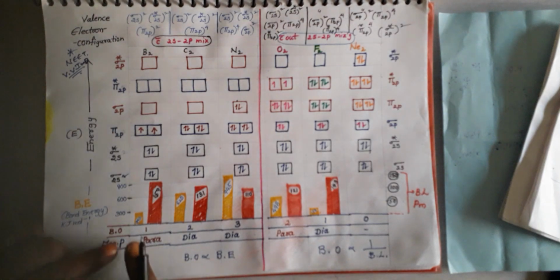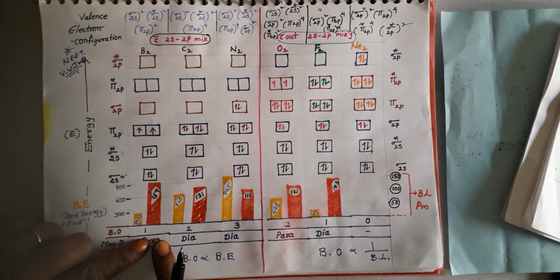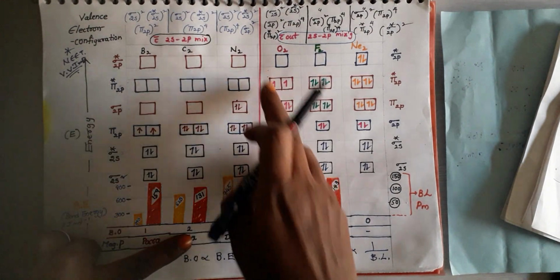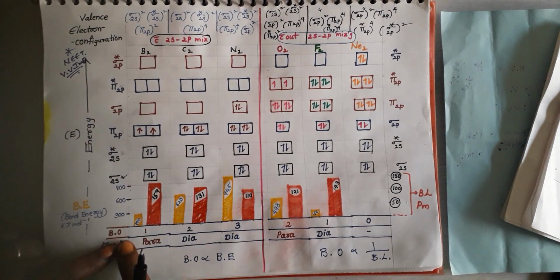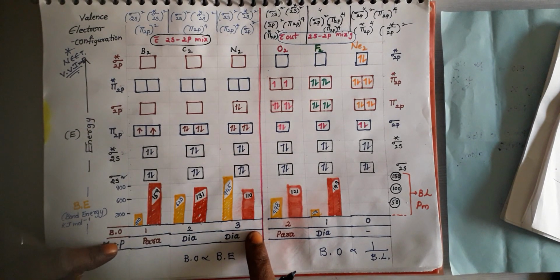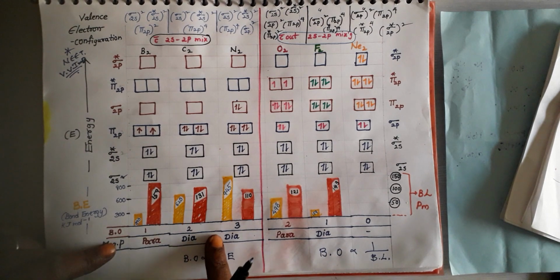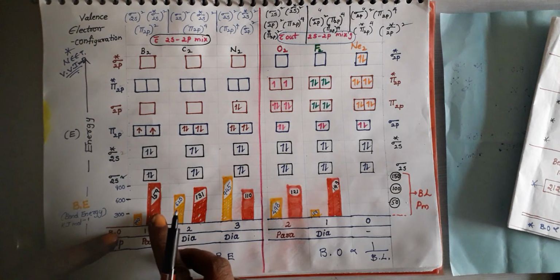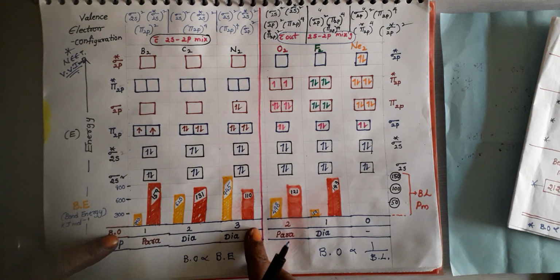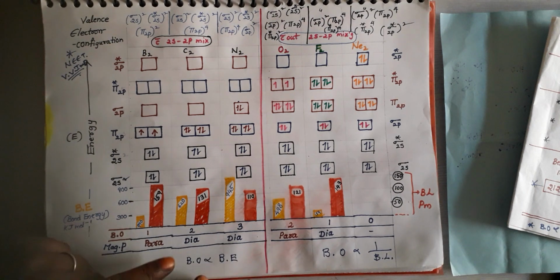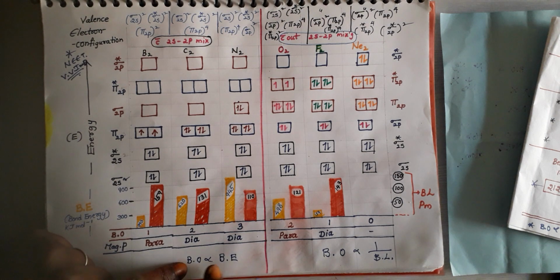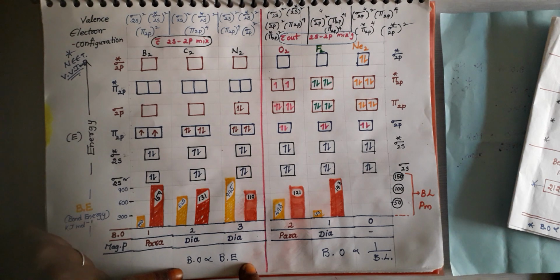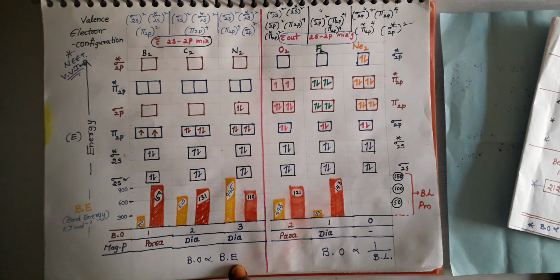So see here, bond order: boron 1, carbon 2, nitrogen 3. Here the bond order is increasing. When bond order increases, automatically bond energy increases. Bond order and bond energy are directly proportional.